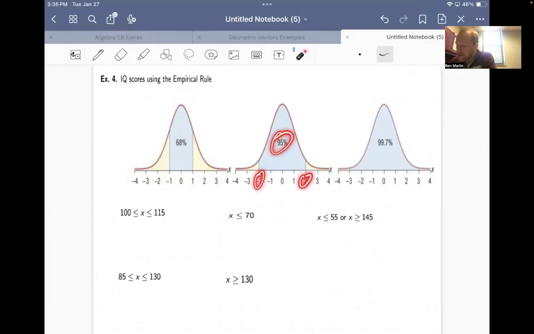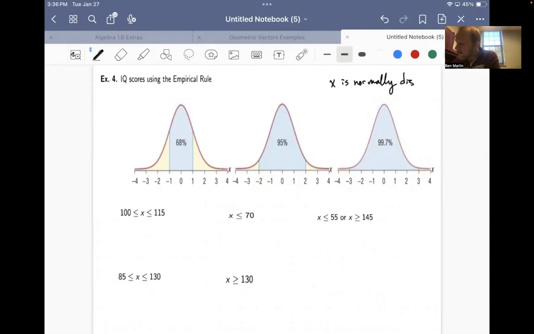95% will fall between plus and minus two standard deviations from the norm. And 99.7%, practically all of it, will be within three standard deviations of the norm. So the thing we're going to think about here is if X is normally distributed, and I'm going to abbreviate that, with the mu, the mean, being 100, and the sigma, the standard deviation, being 15.